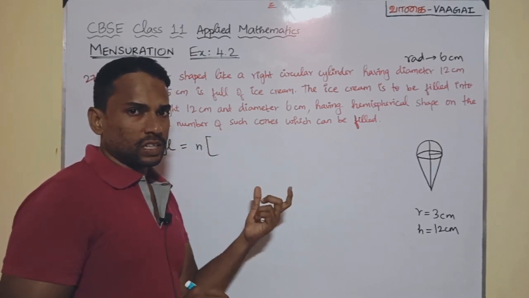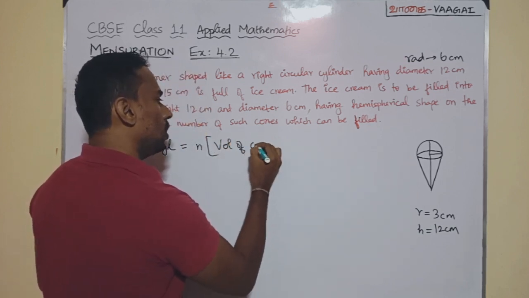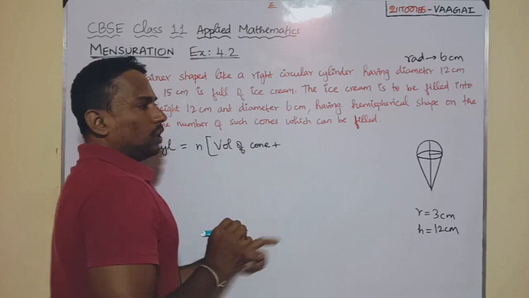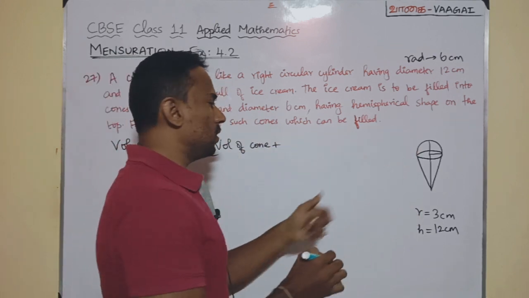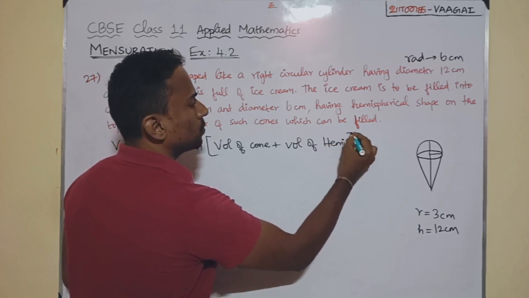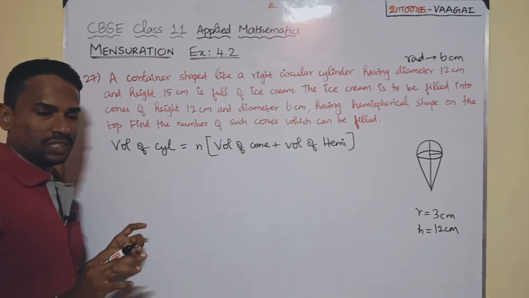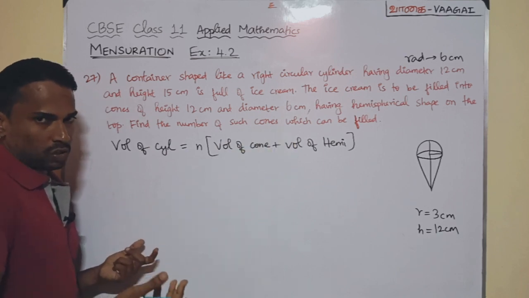Now each of the ice creams contains the cone content. So that means the volume of the cone along with the volume of the hemisphere also, because at the top we are placing a hemisphere. So volume of hemisphere also. Okay, so hemisphere, I'm writing in short. So this is what we have to use. Now we know the formulas for all these things. Let's use the formula along with the values and solve this problem.